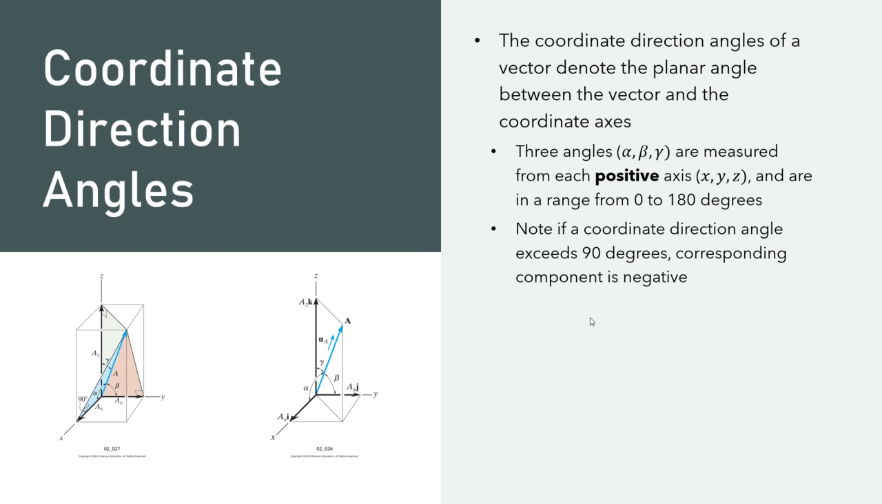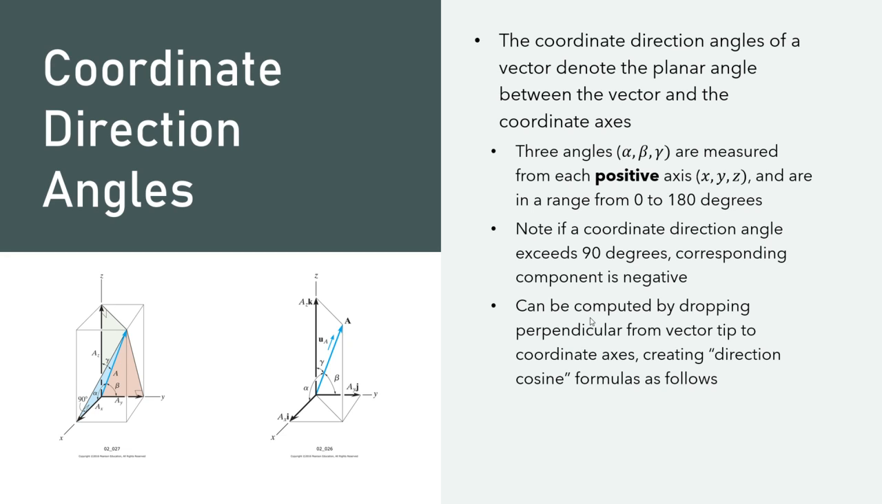Another thing to note, because of the way that these are defined, if any of these coordinate direction angles ever exceeds 90 degrees, we know that the component of the vector in that direction would be negative. So again, there's going to be so much dropping of perpendiculars within this section, and whenever you drop that perpendicular, the way that these angles are defined, again by that shortest angle convention, the component in the right triangle that results will always be adjacent to this coordinate direction angle.